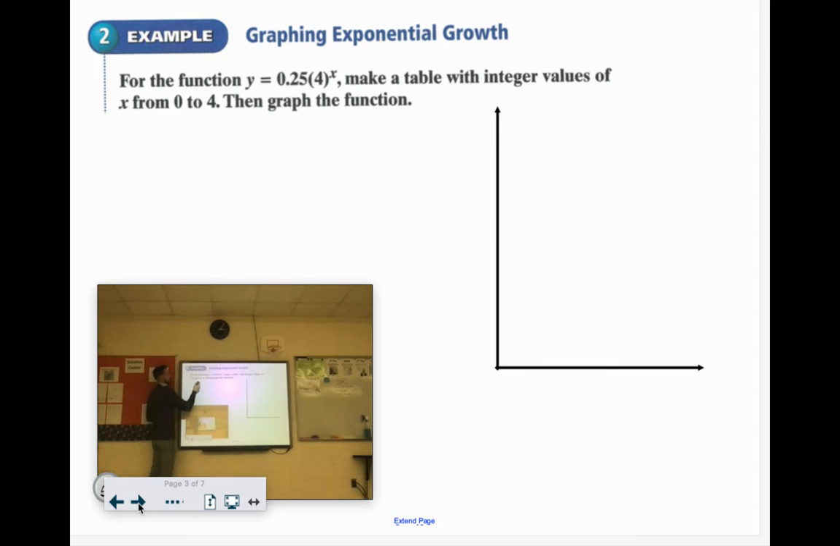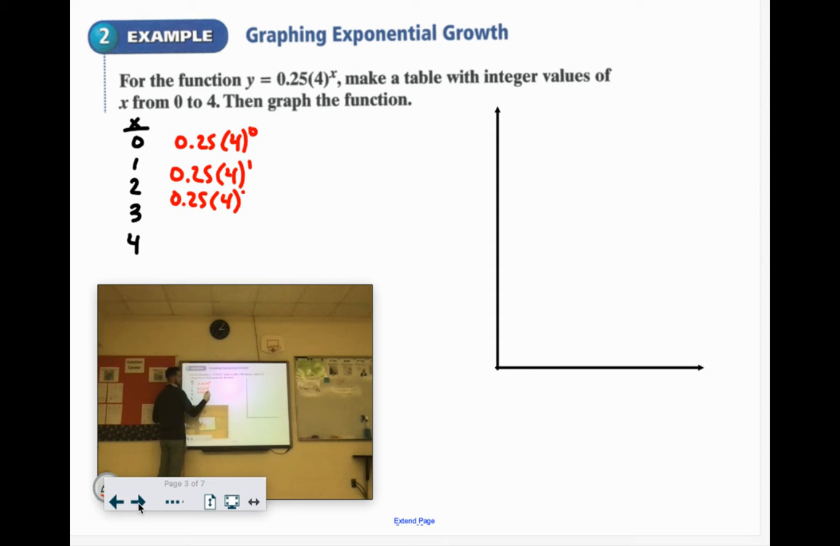So it wants us to use 0 to 4. 0, 1, 2, 3, 4. So we have to do 0.25 times 4 to the 0, 0.25 times 4 to the first, 0.25 times 4 squared, 0.25 times 4 to the third, and 0.25 times 4 to the fourth power.